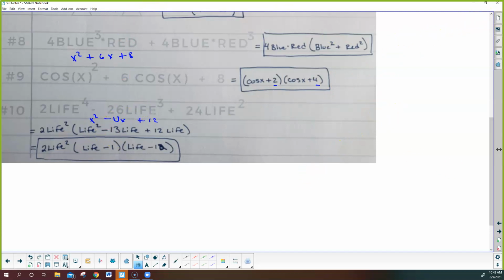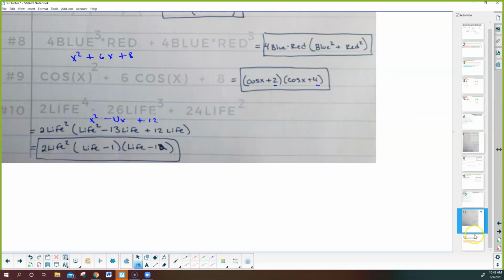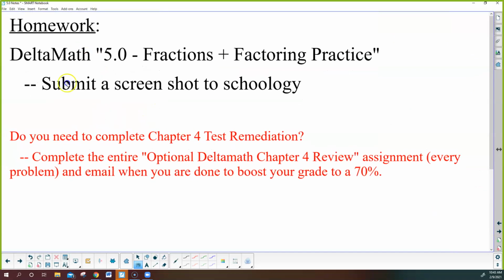Now, your homework tonight is on Delta Math. I want to make sure everybody understands what's at stake here. We only have a couple of weeks left in the trimester. We have this week, which was 5 days. Next week is 4 days, and the week after that is 4 days, and then the week after that is 2 days. So we really don't have a lot of time.